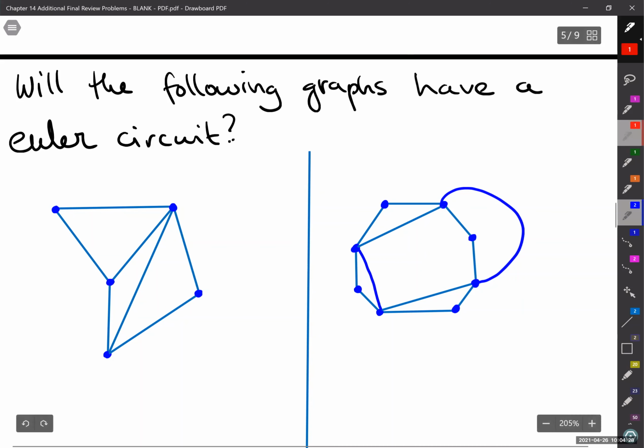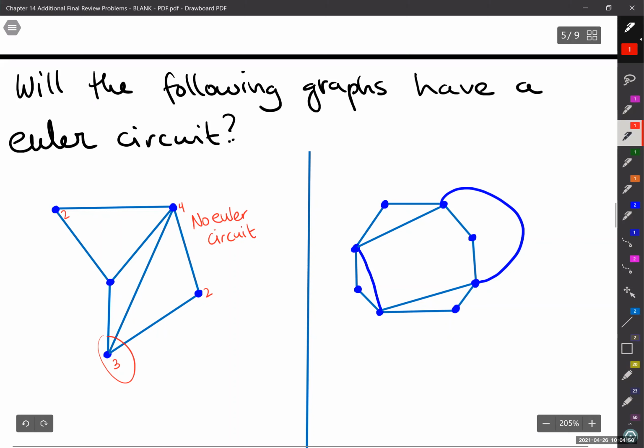So for this, I'm just going to start labeling the degrees. Two edges coming out of this, so it's degree 2, 1, 2, 3, 4, degree 4, 1, 2, degree 2, 1, 2, 3. At this point, should I keep counting? No, since 1 is odd, we have no Euler circuit. I don't even have to continue.